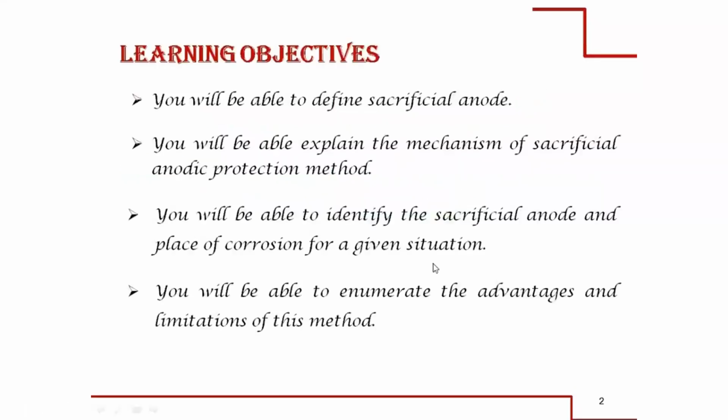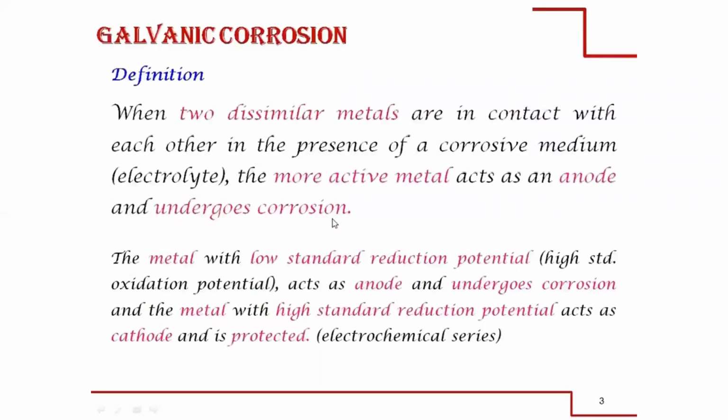At the end of this session, you will be able to define sacrificial anode. You will be able to explain the mechanism of the sacrificial anodic method. You will be able to identify the sacrificial anode and place of corrosion for a given situation. And you will be able to enumerate the advantages and disadvantages of this method.